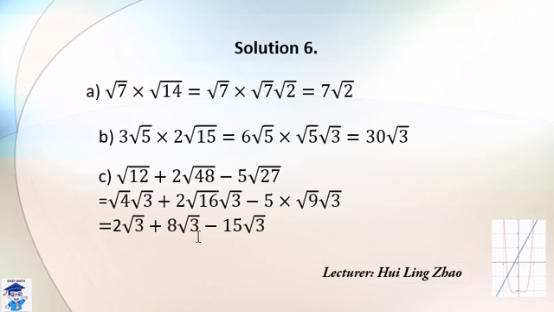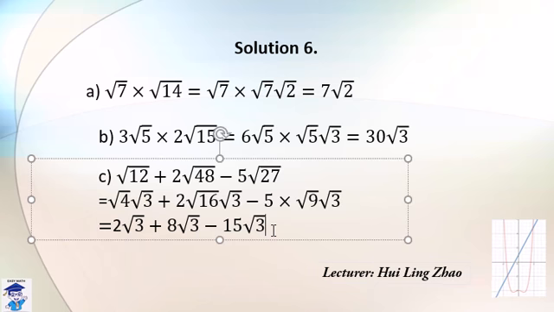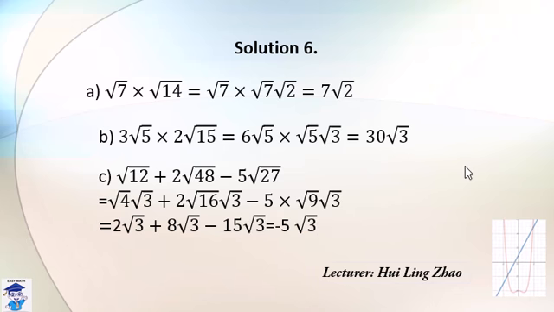So all of this is the square root of 3, and this equals negative 5 times the square root of 3. This is the final answer.